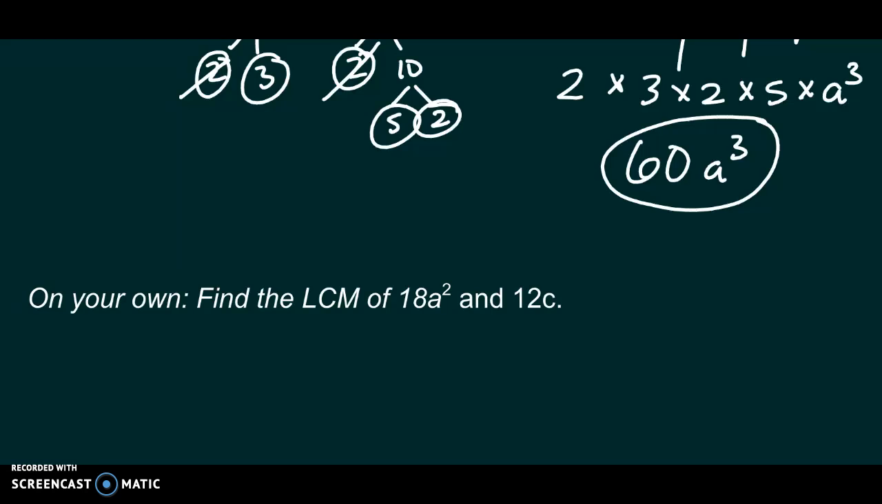Now on your own, pause the video and try this one. Think about what variables you would have to include. Remember, you'd have to include all of a squared and all of c. So those would be your variables, and then you would find the least common multiple of 18 and 12.